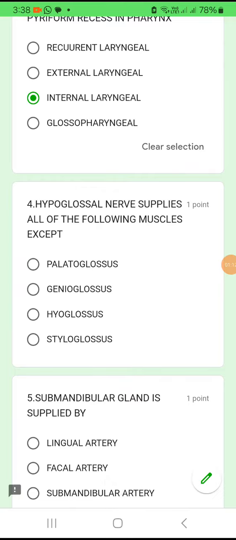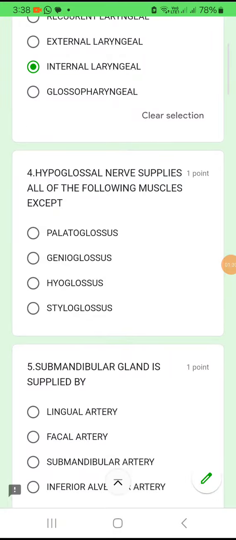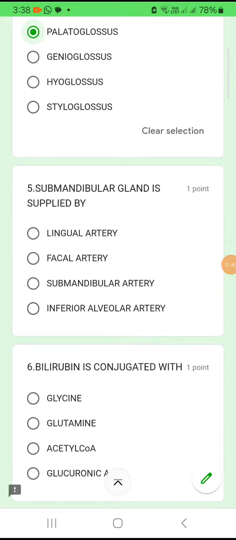Question number 4, hypoglossal nerve supplies all of the following muscles except. Question is except. So hypoglossal nerve supplies palatoglossus, genioglossus, hyoglossus, or styloglossus. The one which is not supplied by hypoglossal nerve is palatoglossus, option A. Rest all the three, genioglossus, hyoglossus and styloglossus, are supplied by hypoglossal nerve. So option A is the right answer.